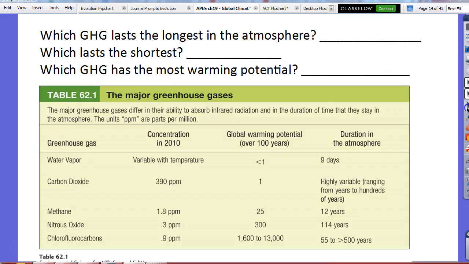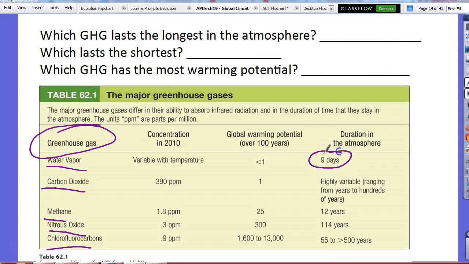So if we look at this table, we have a table here. It talks about the greenhouse gases over here. Got water vapor, CO2, methane, nitrous oxide, CFCs. And then duration in the atmosphere. So water stays in the atmosphere for 9 days. CO2, years to hundreds of years. Methane is 12 years. Nitrous oxide, 114 years. And CFCs, 55 to 500 years.